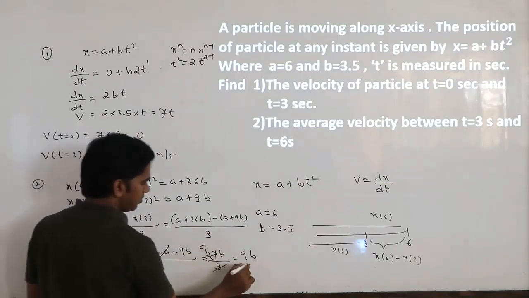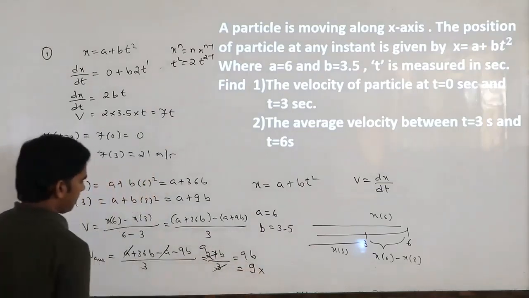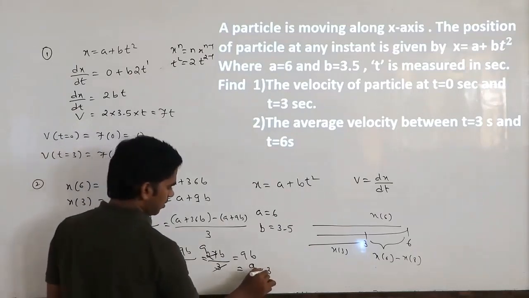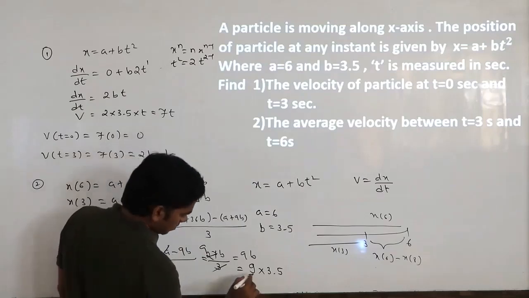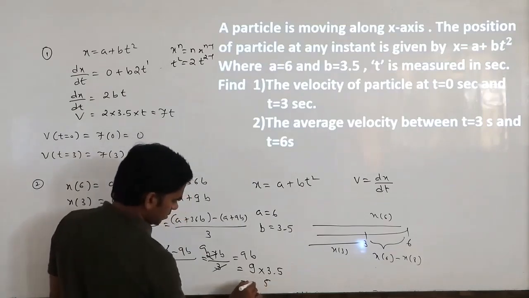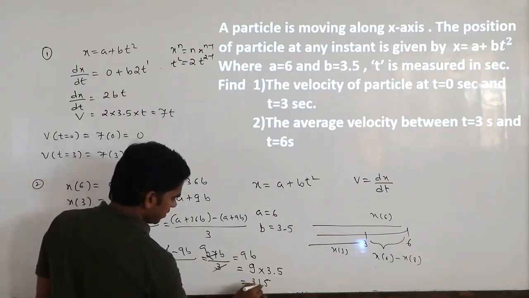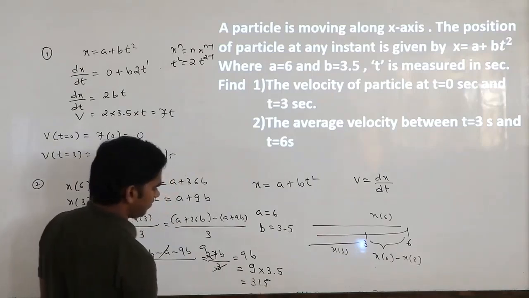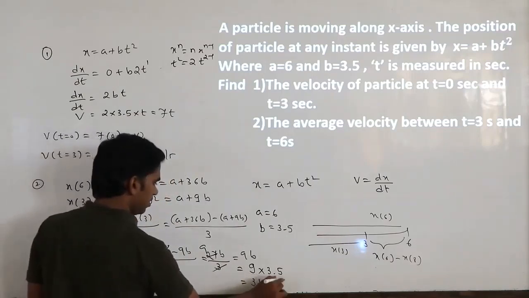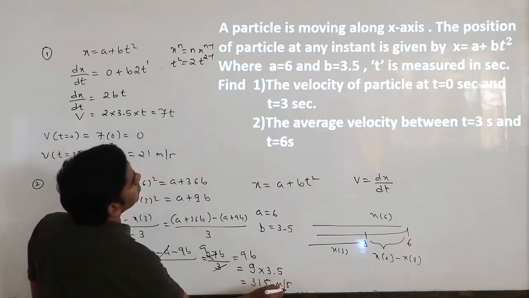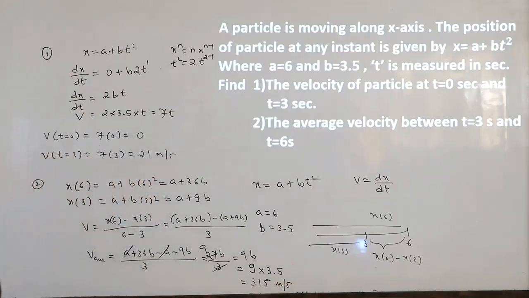So what is the b? 3.5. So 9 into 3.5, 31.5. Okay, so 31.5 watt meter per second or kilometer per hour? Meter per second, I think. Okay, it's meter per second. Okay, so this is how we can solve the 1 and 2.